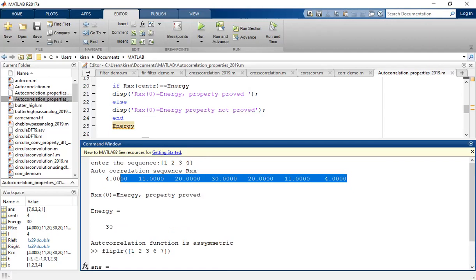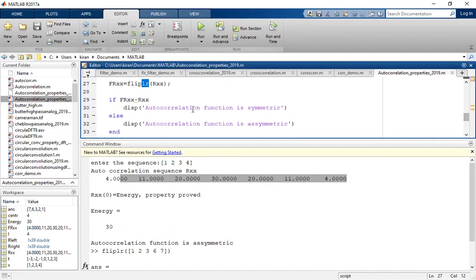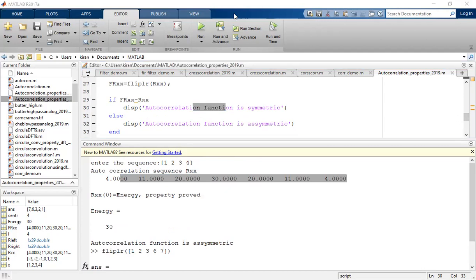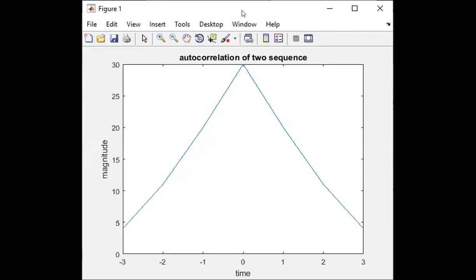So that is where I had decided to display whether this autocorrelation function is symmetric or not. Okay, so let me go to the graph now. I will show you the figure. Okay, so here you can see this is the figure.